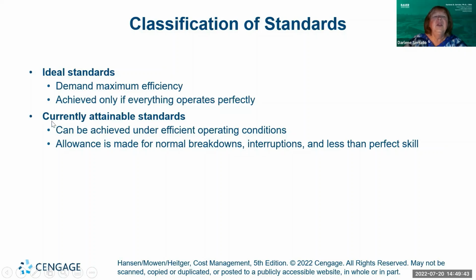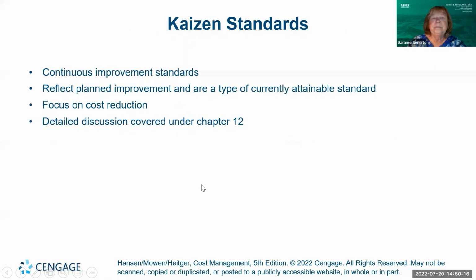Okay? You have currently attainable standards. They can be achieved under efficient operating conditions. This allows for normal breakdowns, interruptions because you're doing maintenance on machines or because you were waiting to get the delivery of fabric, and less than perfect skill. So from a behavioral perspective, currently attainable standards are what you want to use.